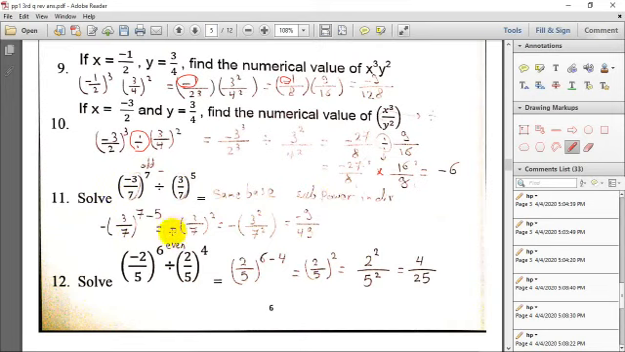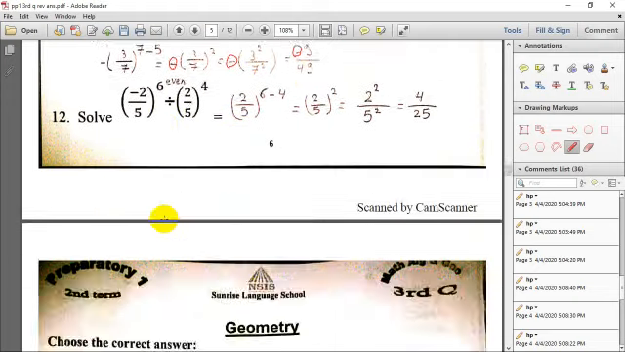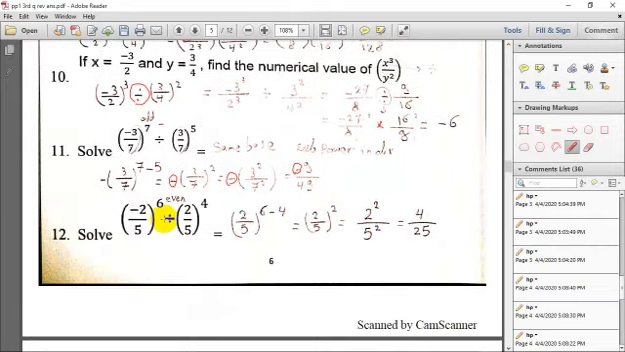So the negative, don't forget the negative. The negative is outside, so it will not get power 2. Power 2 is only for what? Inside the bracket. Okay? So negative outside, and 3 to the power of 2, 7 to the power of 2. Here, the negative still outside. Okay? Negative 9 over 49. Very good. Here it's just the same. You can solve it by yourself.